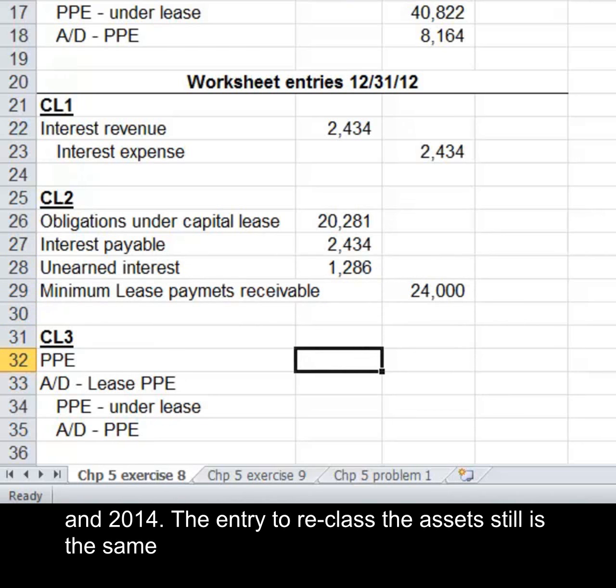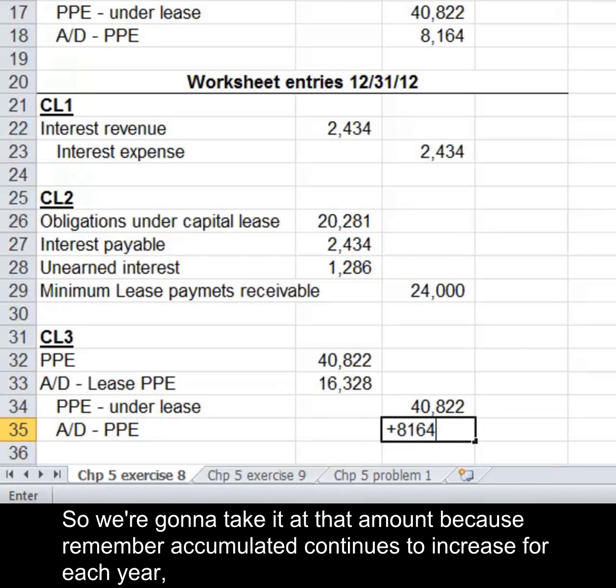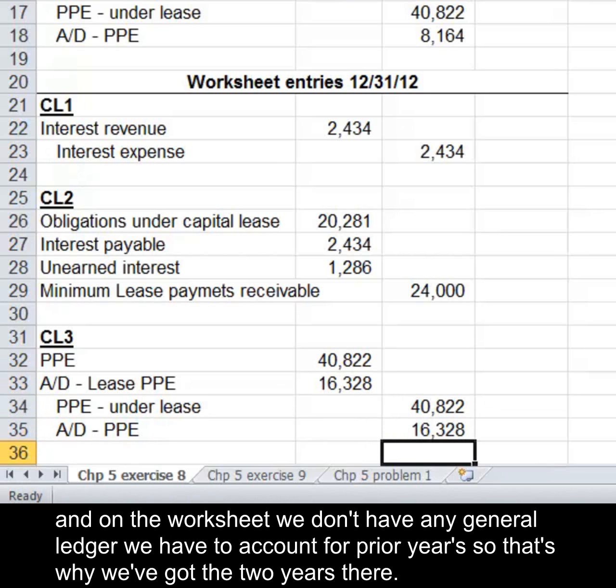The entry to reclass the asset still is the same. Only difference in this entry is that we now have 2 years of depreciation. So we're going to take it at that amount because remember, accumulated continues to increase for each year. And on the worksheet, we don't have any general ledger. We have to account for prior years. So that's why we've got the 2 years there.